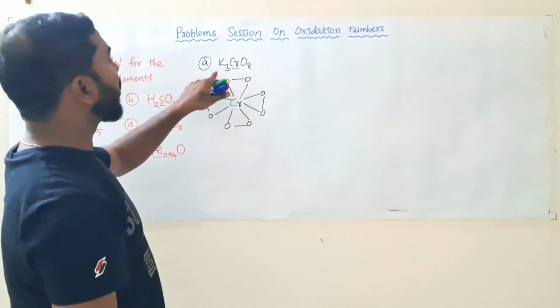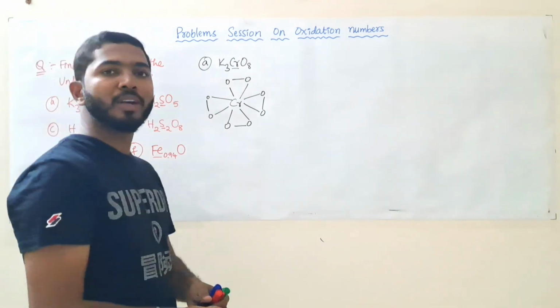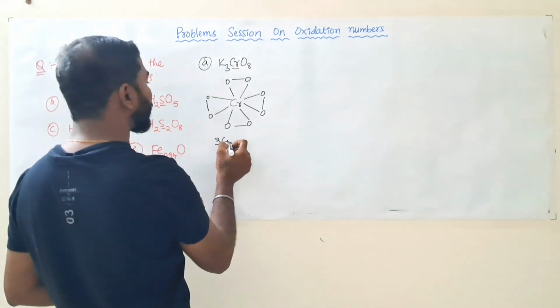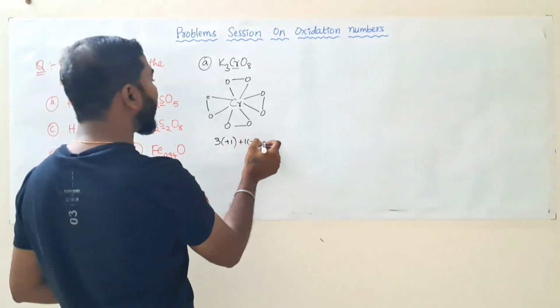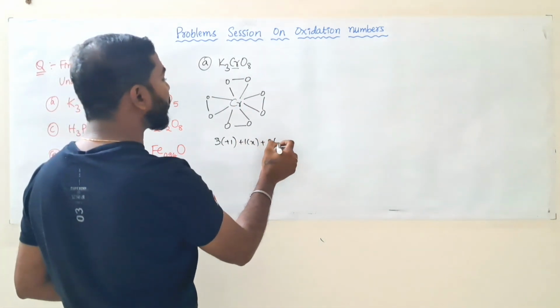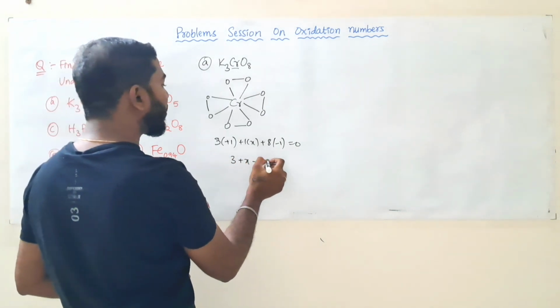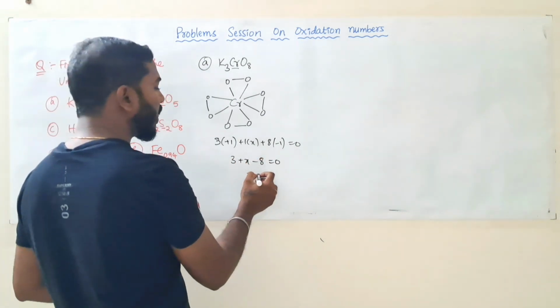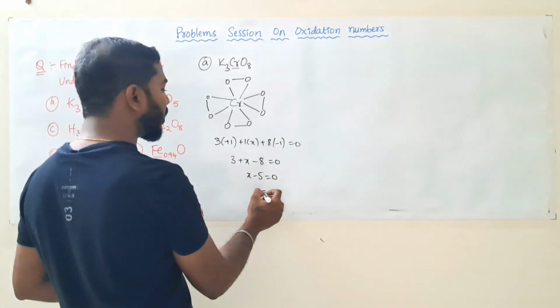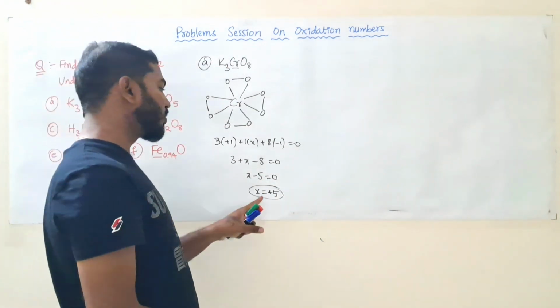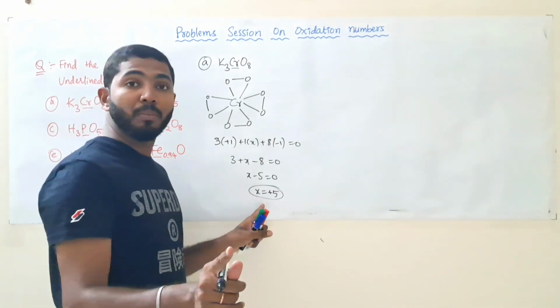So we know that for each peroxy oxygen the oxidation number needs to be taken as minus 1. So if you just look at this, 3 into plus 1 plus 1 into x plus 8 into minus 1 is equal to 0. So 3 plus x minus 8 is equal to 0, x minus 5 is equal to 0, and the oxidation number of chromium in this K3CrO8 is going to be plus 5. It's very important.